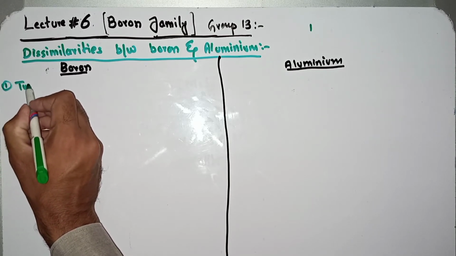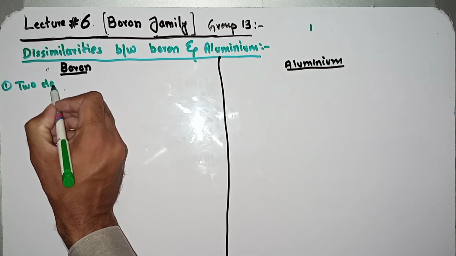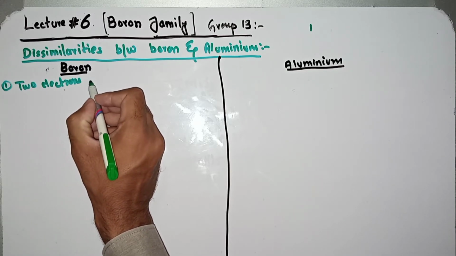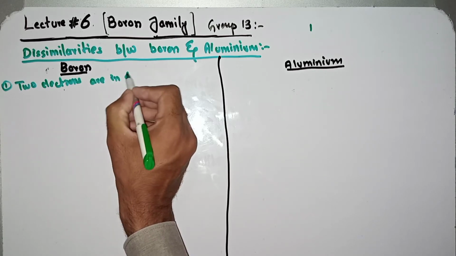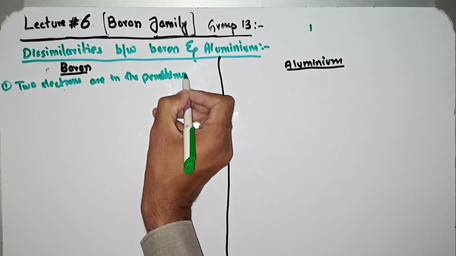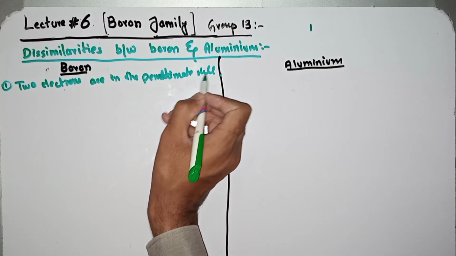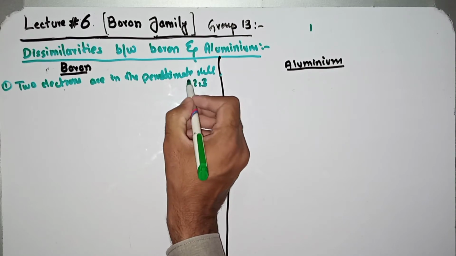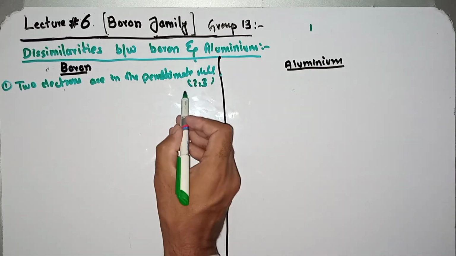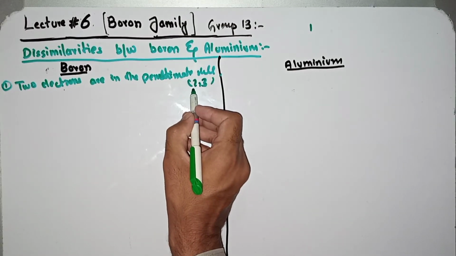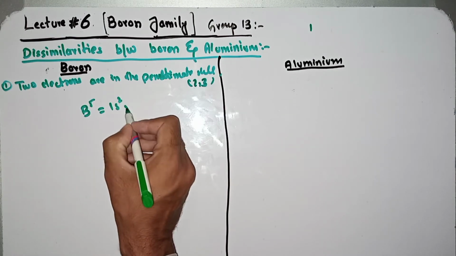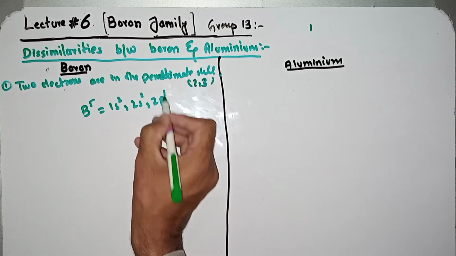In boron, 2 electrons are present in the penultimate shell. This is the electronic configuration, 2 and 3. Here 2 is the penultimate shell, the first shell. Boron has 5 electrons, so the configuration is 1s2, 2s2, 2p1. This is the electronic configuration of boron.